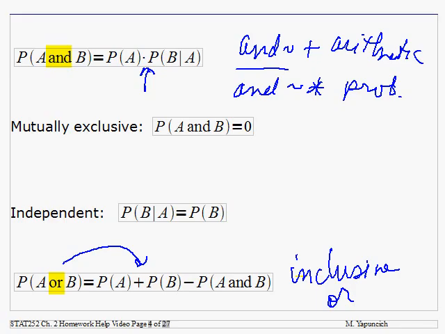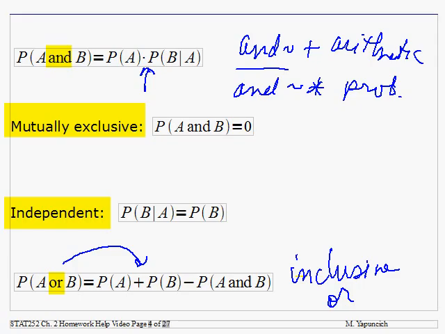Now if we're looking also at events A and B, there are two characteristics of them that are important. One is that they're mutually exclusive or not, or if they're independent or dependent events. If events are mutually exclusive, it means they both can't occur at the same time. For example, if you're looking at the probability that you're broke, either you're broke or you're not broke. You can't be both broke and not broke at the same time.